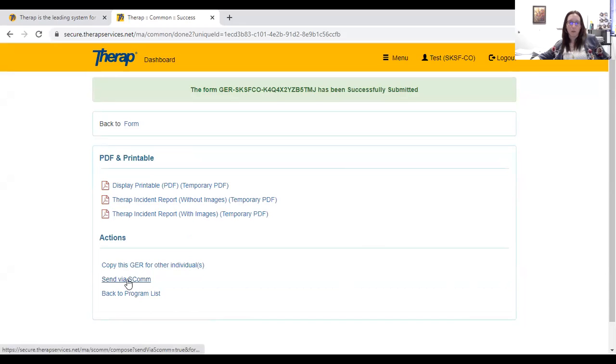So you can send this via SCOM. You can print it out for your records. So this is going to be your temporary PDF, and that you can download it.